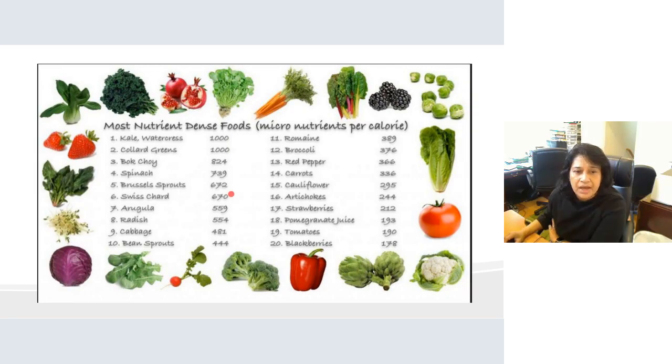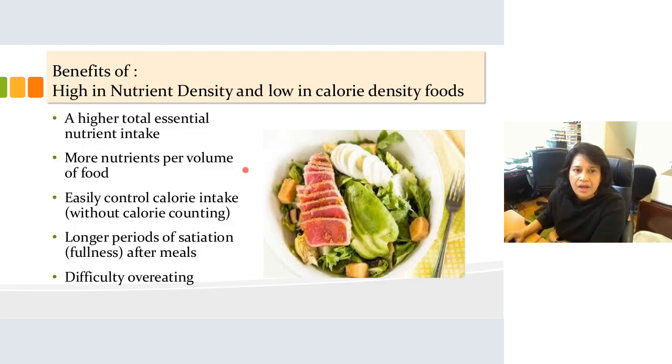So if you think about the most nutrient-dense foods, kale would be up there, so would spinach, so would arugula, cabbage. Less dense, but still good for you, is broccoli, carrots, cauliflower, etc. Not to say that these are worse, it's just that you're getting more nutrients per 100 calories of food.